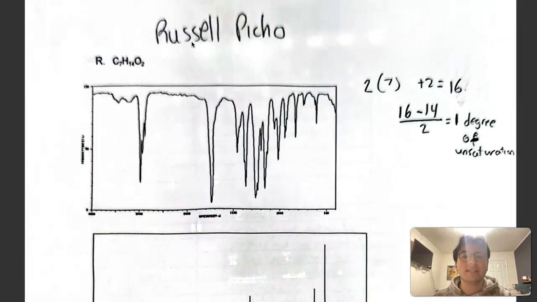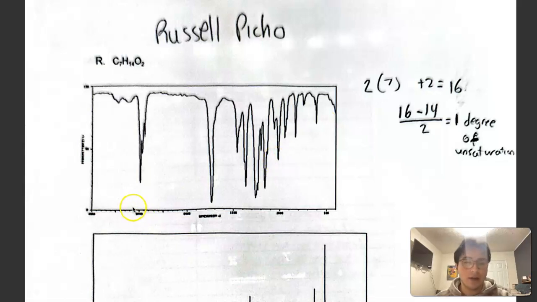So the molecule that we have is C7H14O2, and I want to first start off by calculating the degrees of unsaturation. The formula is 2n plus 2, and n represents the amount of carbons in the molecule. So I do 2 times 7 plus 2, which gives us 16, and that is the amount of hydrogens available for a saturated 7 carbons. So I do 16 minus 14 divided by 2, and that gives us 1 degree of unsaturation, and that tells us there's at least one double bond or some sort of cyclic ring in the molecule.